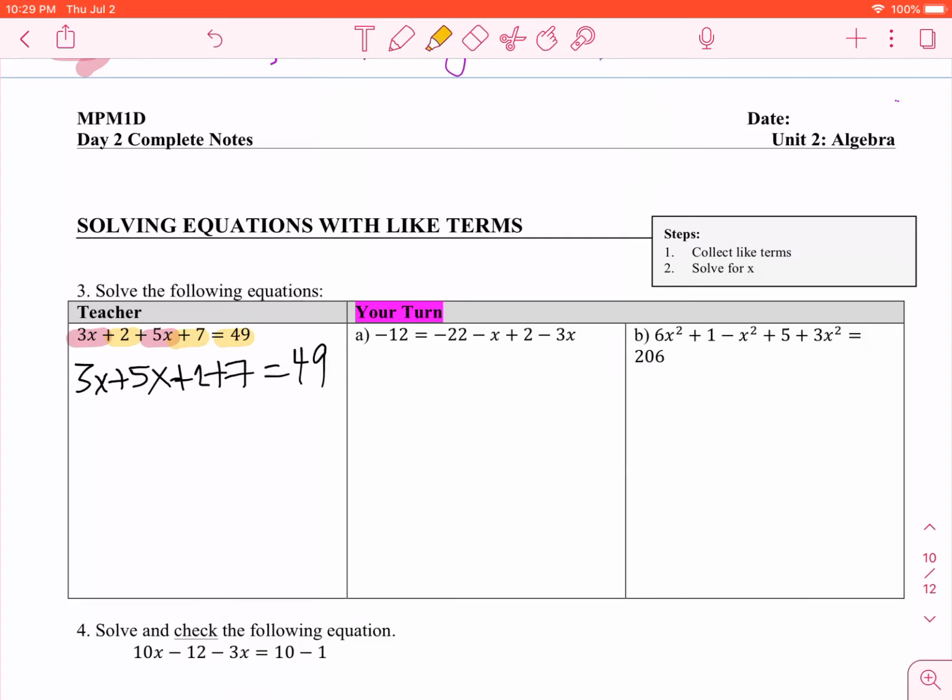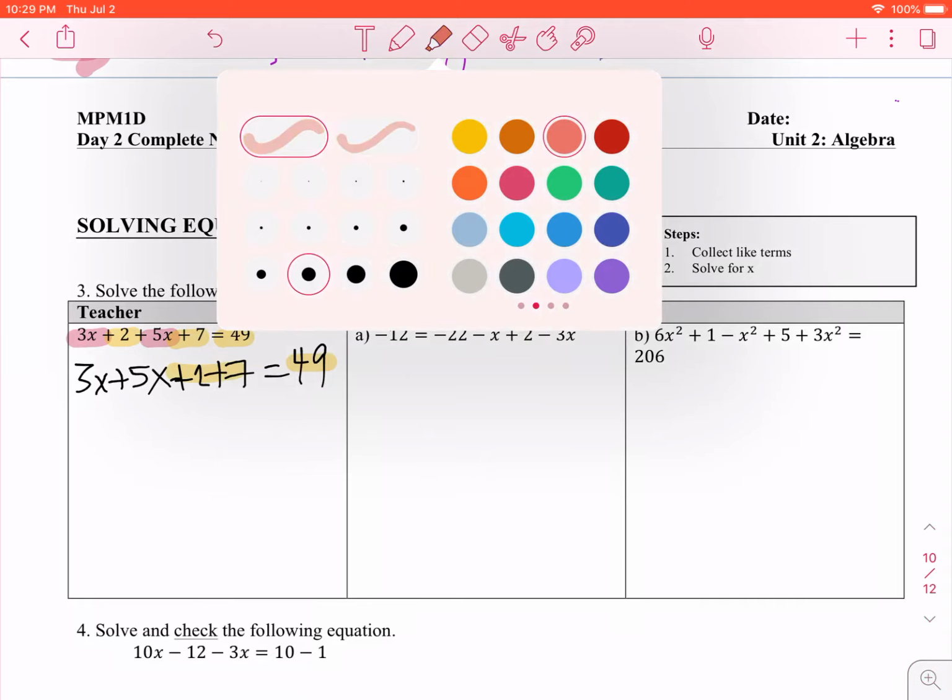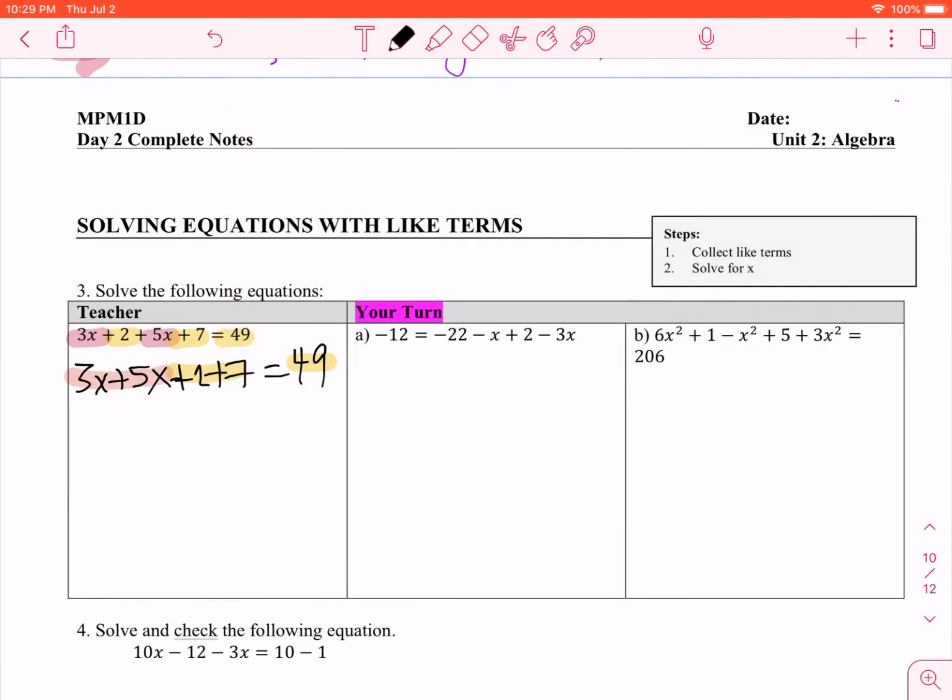Okay, so you can see my constants are all the same color, and my variables, so x, are highlighted together as well. So I should have 8x plus 9 is equal to 49. Okay, so I've collected like terms, which is my step 1.